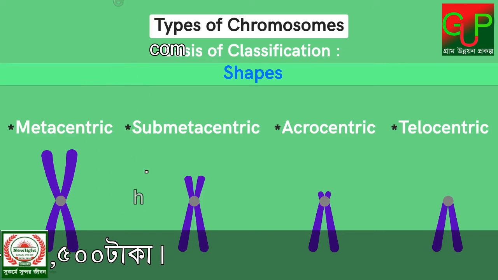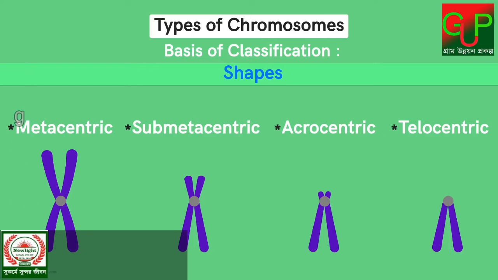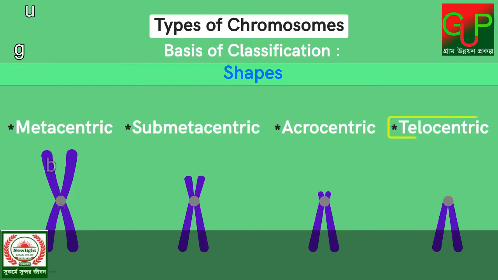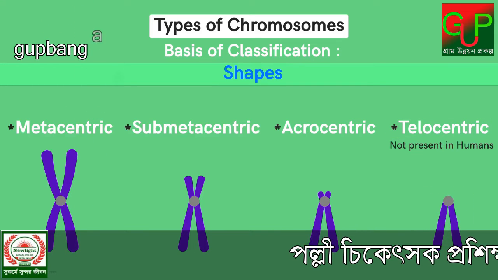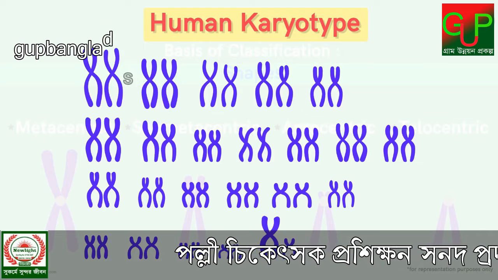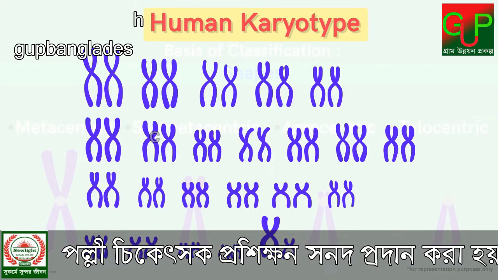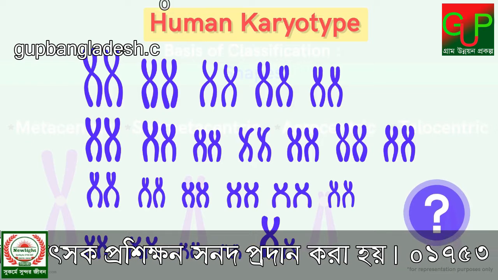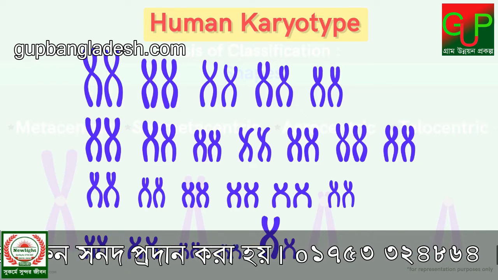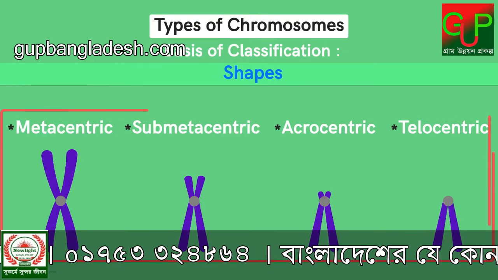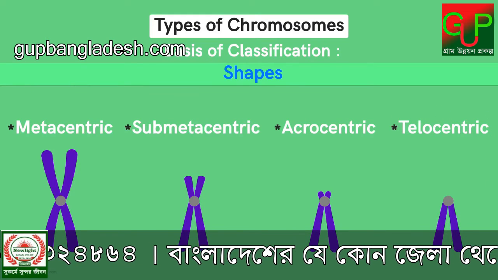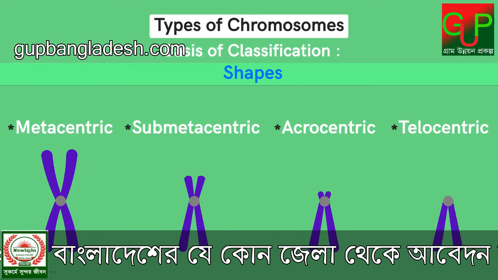Lastly, what we see is that the centromere is present at the extreme end. That is, the centromere is placed at the telomeric region. Hence the name telocentric. However, these chromosomes are not found in humans. The human karyotype lacks telocentric chromosomes. But what is karyotype, you may ask? Well, it's one way of representing all the chromosomes found in a cell. This is how chromosomes are classified on the basis of their structures or shapes, to be precise.